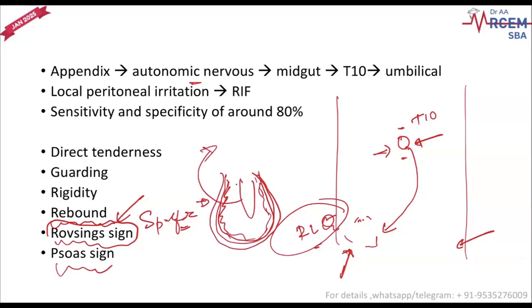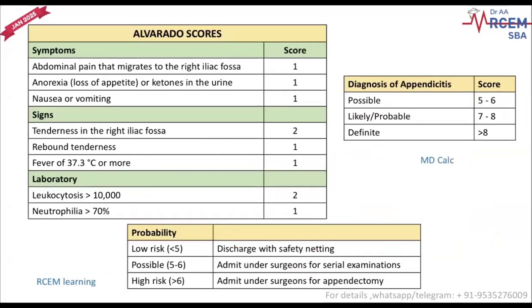So whenever they mention guarding or rigidity in the stem of the question, think of peritonitis. One of the causes is perforation of the appendix, but there are many other causes. Anything which causes spillage of the GI tract contents into the peritoneal cavity will result in peritonitis. For example, a perforated peptic ulcer can cause peritonitis. Similarly, perforated diverticulitis can cause peritonitis. So remember, if they mention guarding and rigidity, there is peritoneal irritation present.